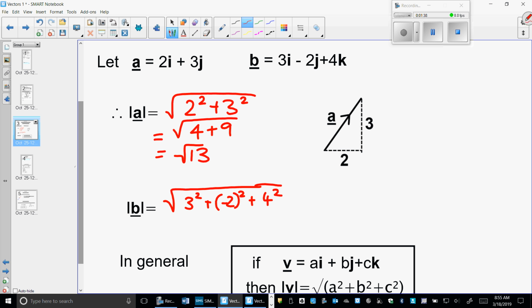But remember what I say, if you're using a calculator, put brackets around the negative part, not the square. Don't include the square in there because it's going to negate the bracket. So this would be 9 plus 4 plus 16, which is root 29.